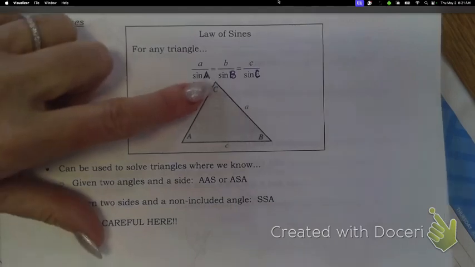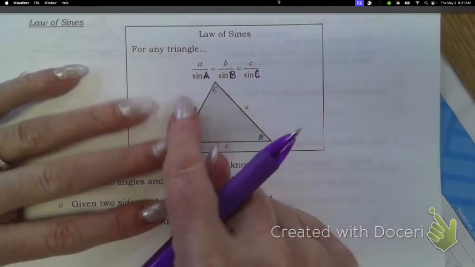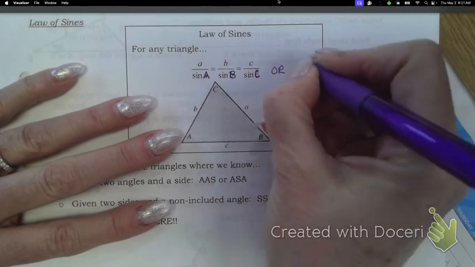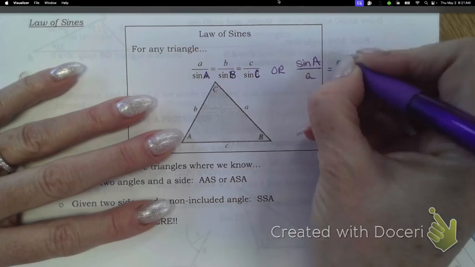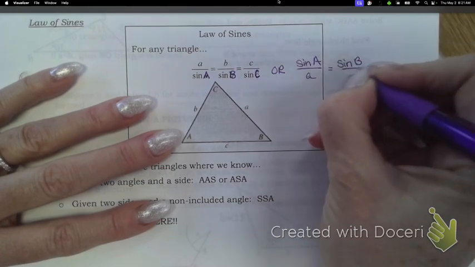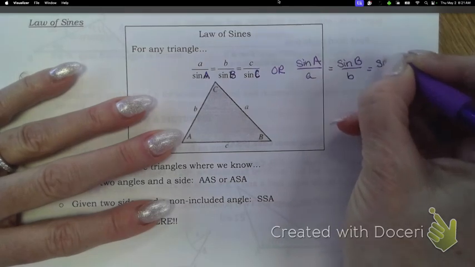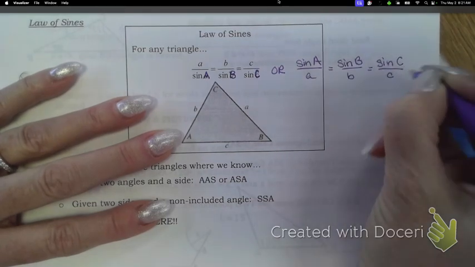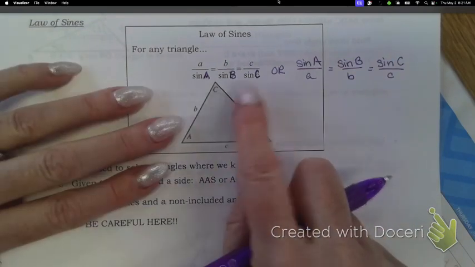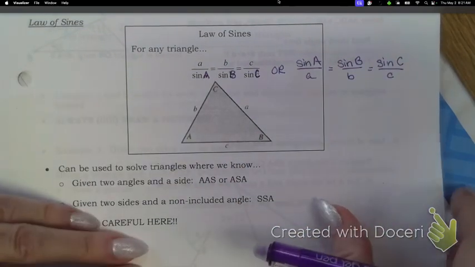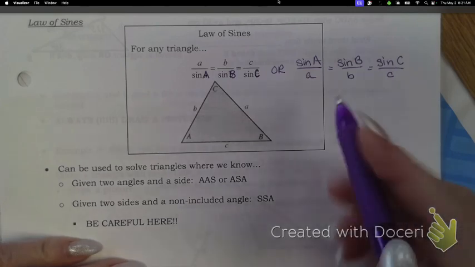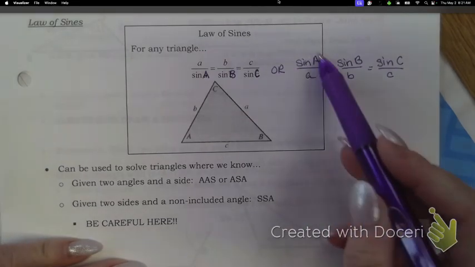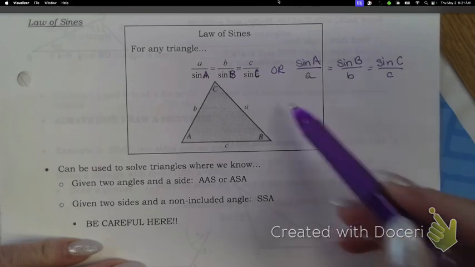We also can write this not just as this. We also could write it as the sine of A over A equals the sine of B over B equals the sine of C over C. Why can I do that? All I did is I just reciprocated it, so it shouldn't matter. But I have to reciprocate everything, not just one of them. Okay, so you have to have, like I said, a complete ratio, meaning a side and an angle, to make this work.